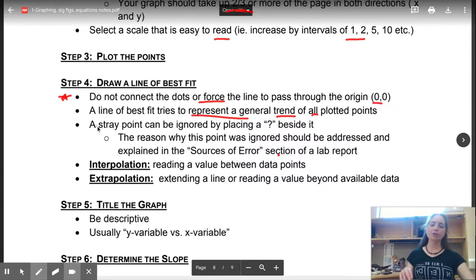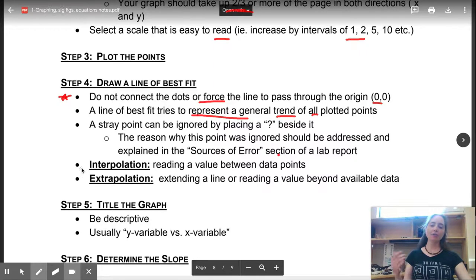So sometimes stray points may be way off. If your data is kind of going up like this and you've got one way up there, well, you can put a question mark beside that. And that could be a source of error. If you have a point that's way off your pattern, that can be discounted for error.